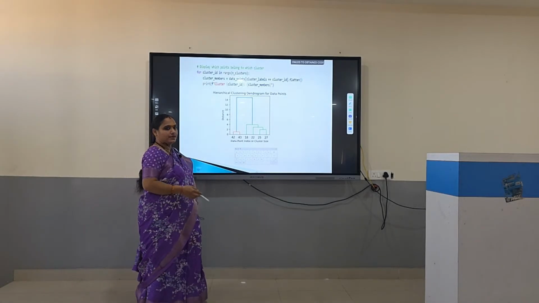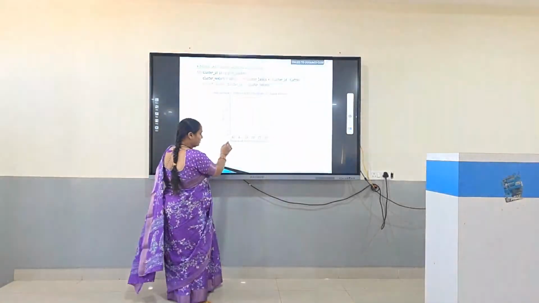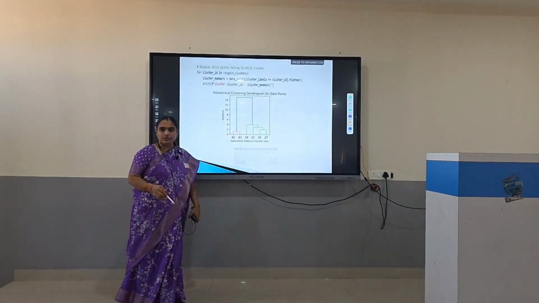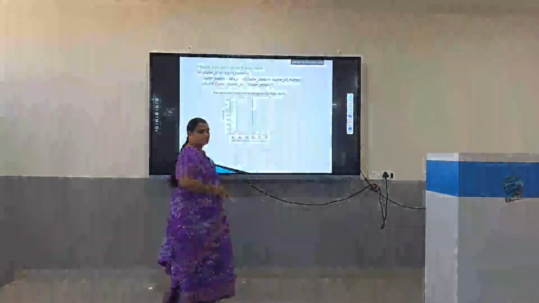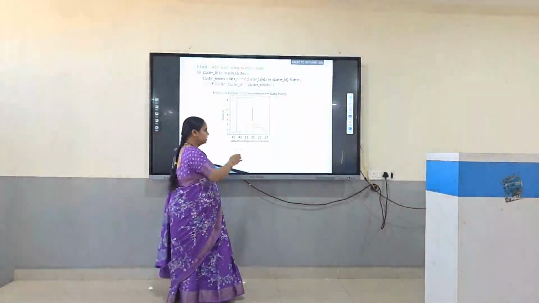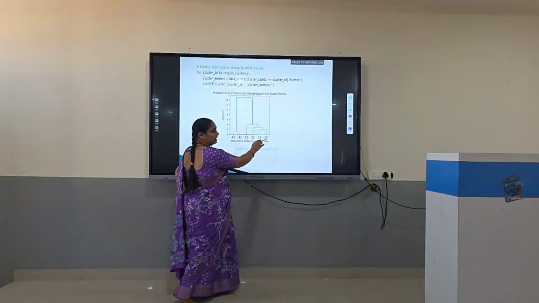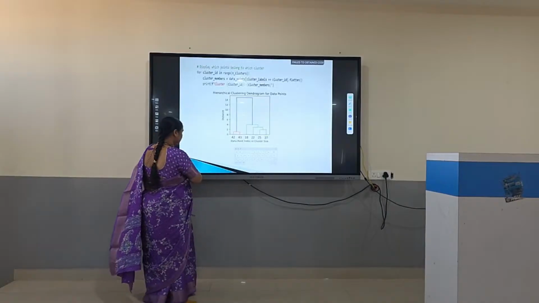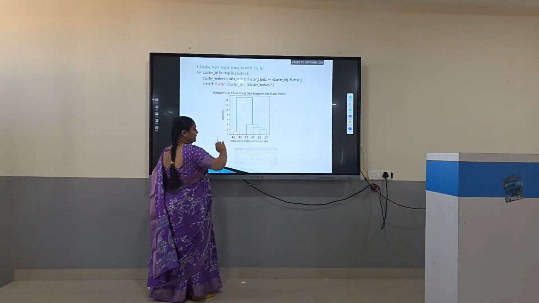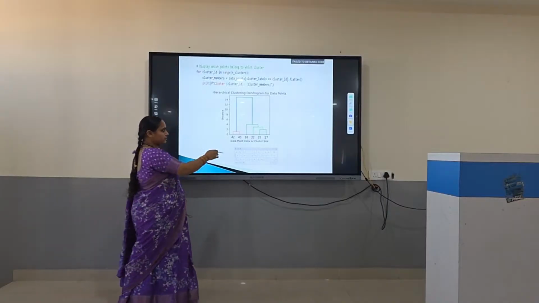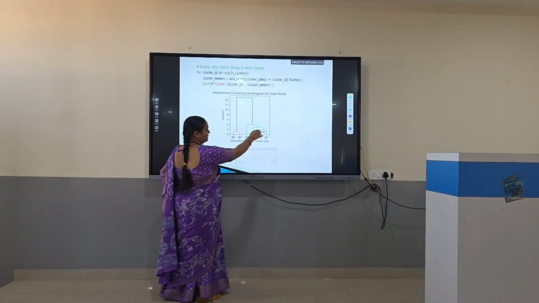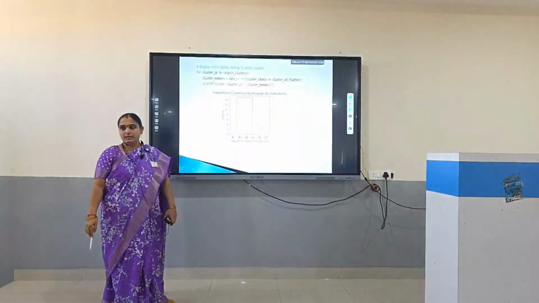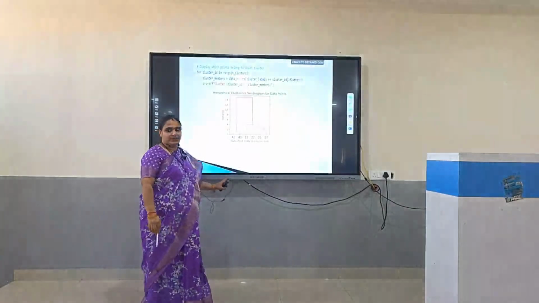This is your final output. How will you get it? First you combine 42 and 43. Then you combine 25 and 27. Then 22 with 25 and 27. Then 18 with 22, 25, 27. Then all together you combine 42, 43 with the second cluster 18, 22, 25, 27. Then you get this final structure. Is it clear, everyone? Yes. This is about agglomerative clustering.